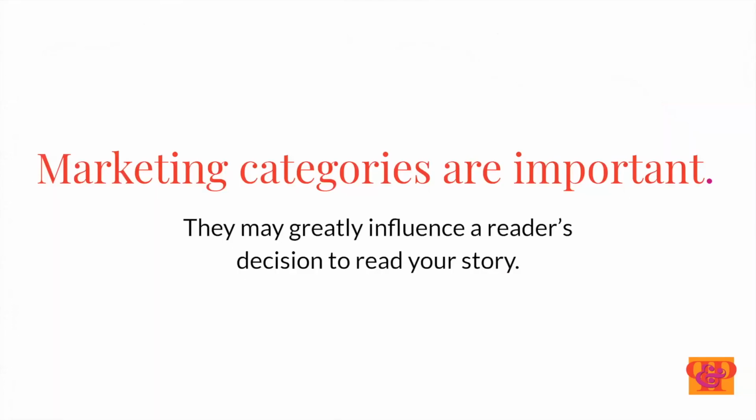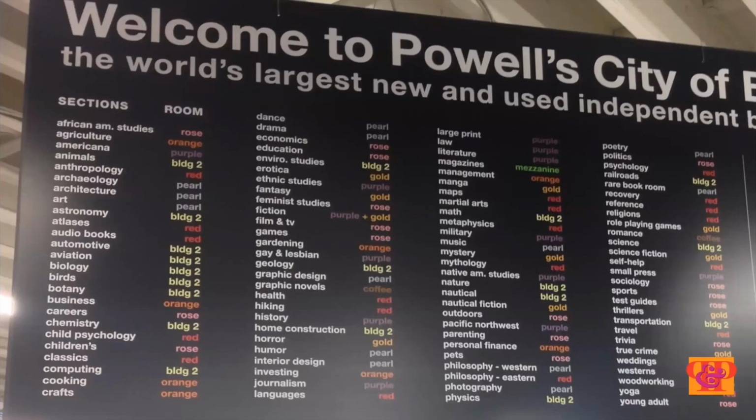And these marketing categories are important. They may greatly influence a reader's decision whether or not to read your story. Many readers absolutely do make a beeline for the science fiction shelf at the bookstore, the fantasy heading on the bookseller's site. This right here is the main directory sign at Powell's City of Books here in Portland, Oregon, where Rachelle and I both live. It's an image of how booksellers place books on shelves and how readers go to look for them.